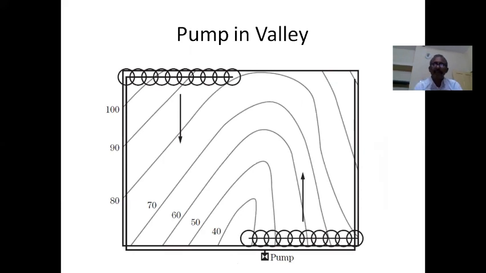See here another situation in which you have a valley, right? This is a very big valley, and it is a depressed portion, and you have the pump here. In this case, see how the layout has been done. The main line goes this way, and this way. This is the main line.